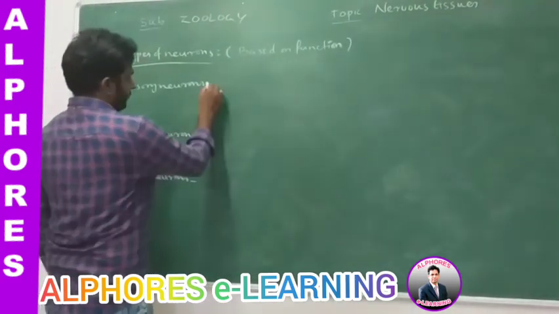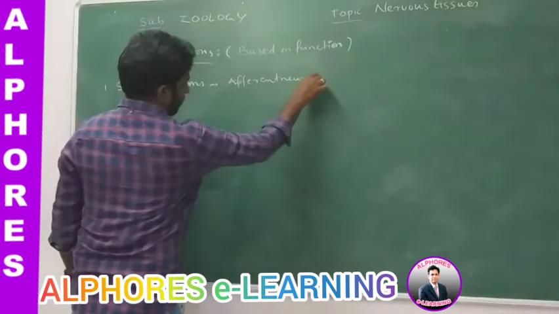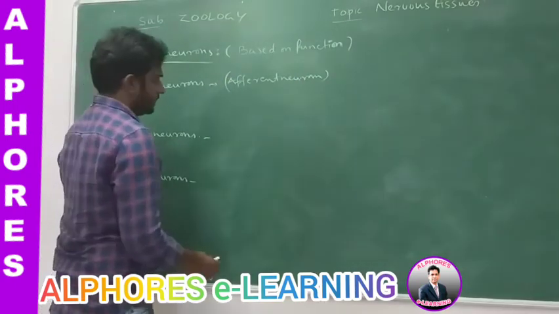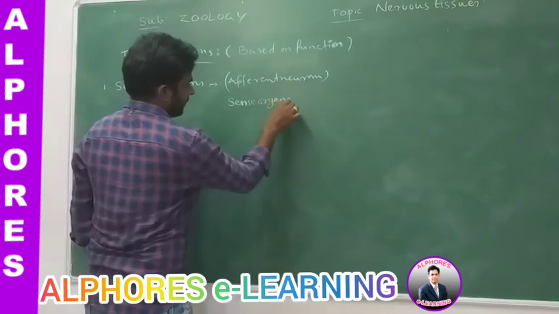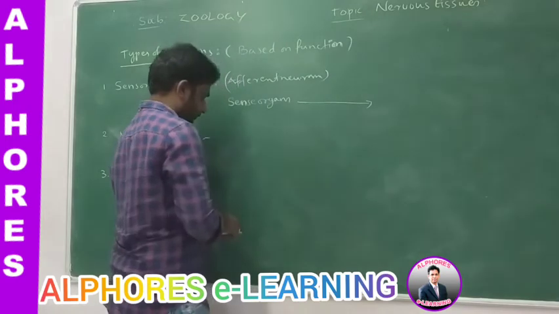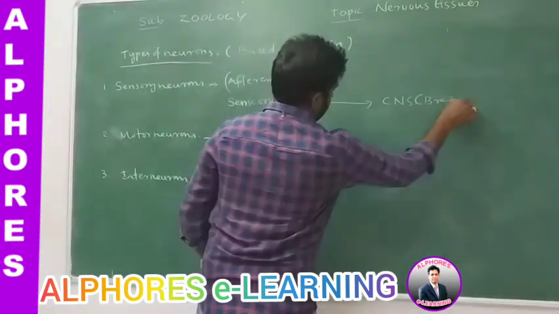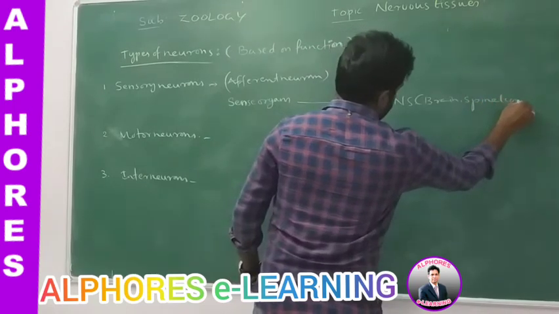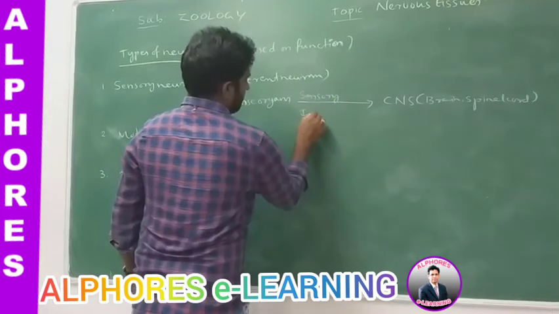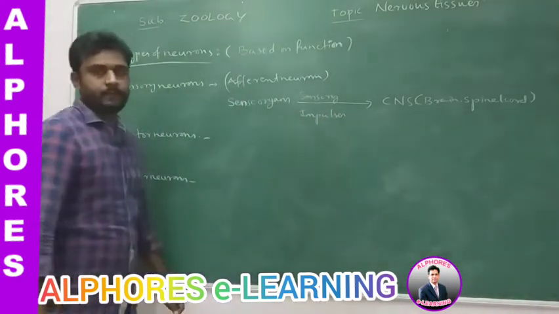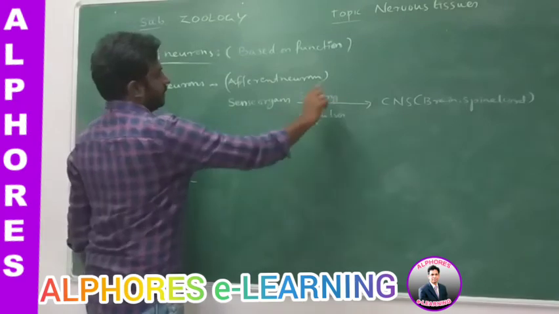First one, sensory neuron. Sensory neuron is also called an afferent neuron. It arises from the sense organs and sends the impulses towards the CNS. What is CNS? CNS means nothing but brain and spinal cord. Which type of impulses? Sensory impulses. So sensory neurons arise from the sense organ and send the sensory impulses to the CNS.